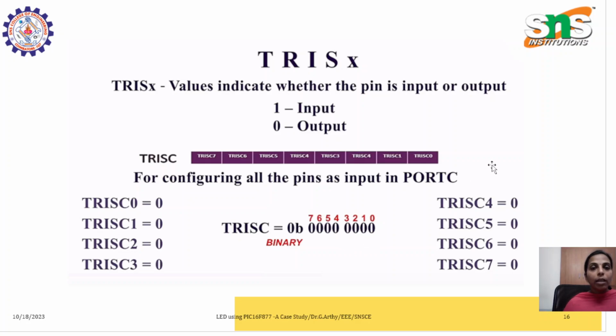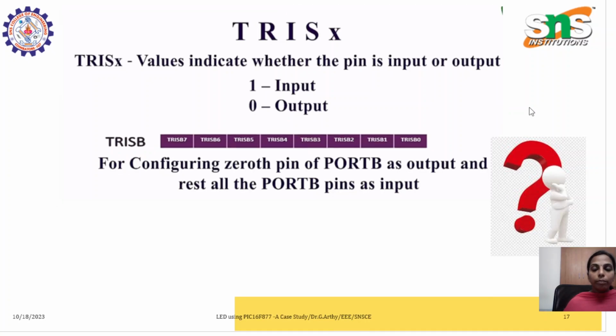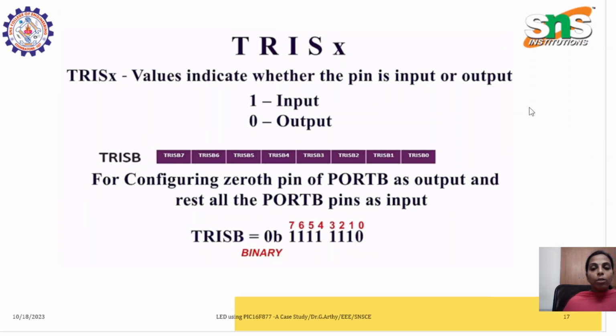So I'll be connecting a 7-segment display or an LCD display or a motor or any output devices to the port C. Now, suppose I want to configure the 0th pin of port B as an output pin and the rest of all the port B pins as input pins, that is, only this as an output pin and all the remaining as input pins, how will I give the value? So this is how we will be giving. Only this will be 0 and all the rest, since they are inputs, will be ones.